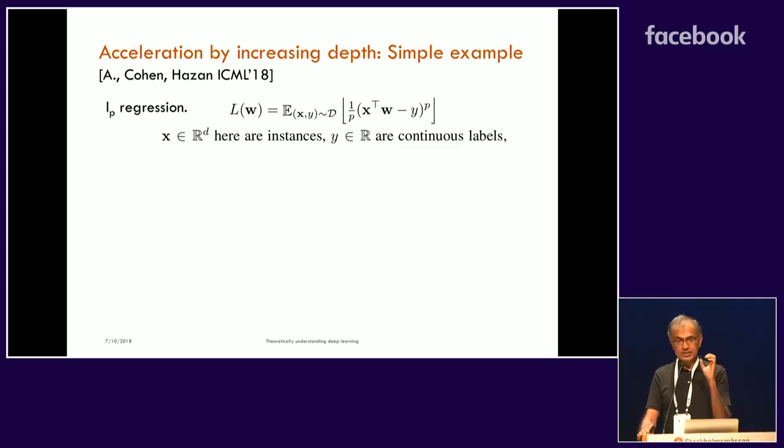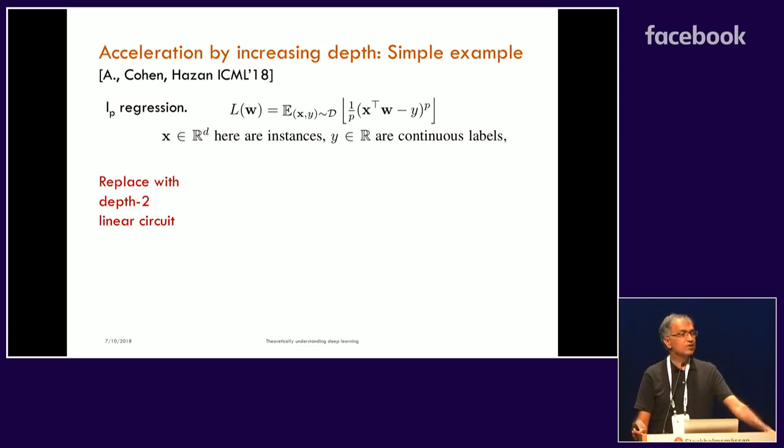So of course the most common is p equals 2, and the effect I'm going to describe does not happen for p equals 2, only for p bigger than 2, even mathematically. But still it's a completely classic convex problem, the simplest machine learning problem. So why mess with a simple problem like that?